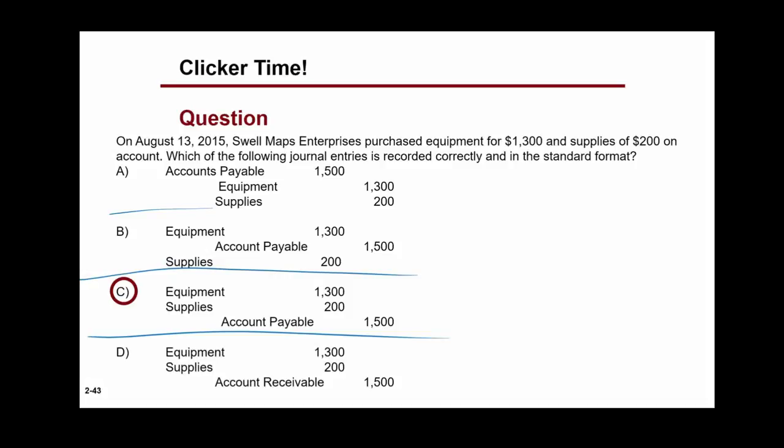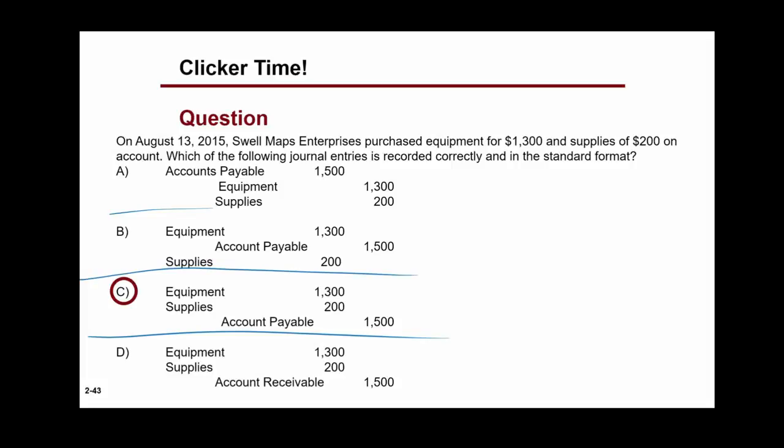Okay? So instead of paying the supplier the whole amount, they made this purchase all at once. It was in one event. So here they have $1,300 and $200. All of it was on account. It was one purchase. So we debit.